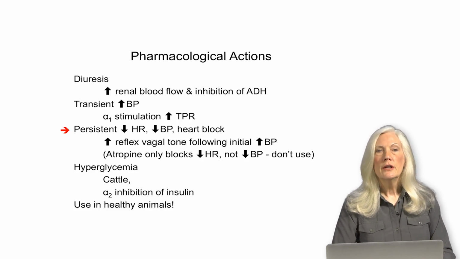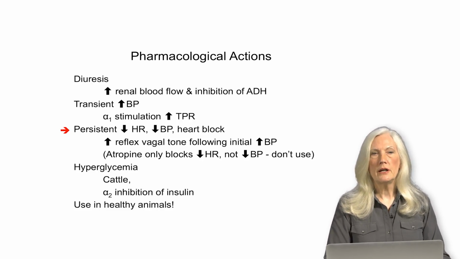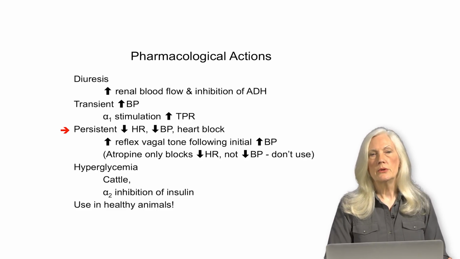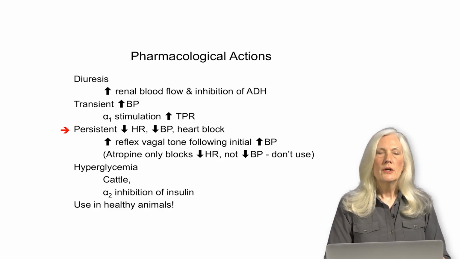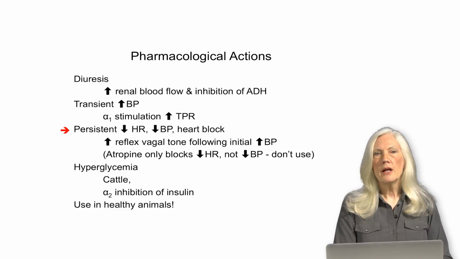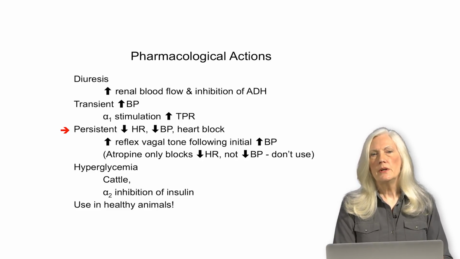In the vasculature, there's inhibition of the tonic sympathetic tone that normally maintains a certain level of vasoconstriction. As a result, there's a decrease in total peripheral resistance that leads to a decrease in blood pressure, especially in diastolic blood pressure. So the more persistent effect of xylazine-related compounds on blood pressure is hypotension. Heart block may be caused by a reflex vagal tone following the initial increase in blood pressure, but atropine is not usually found to be useful at that point.